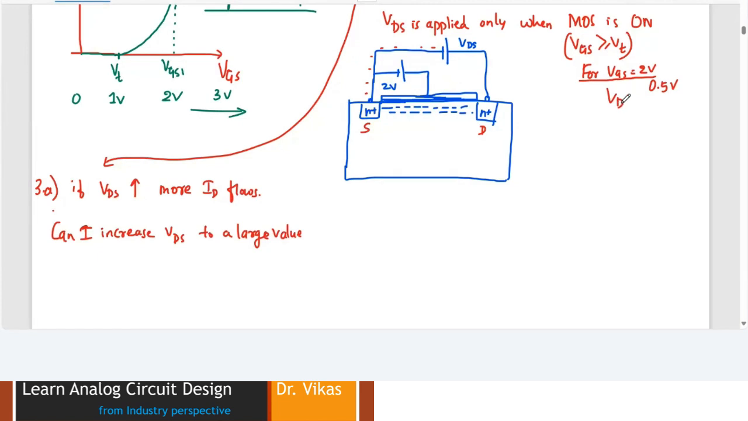So let's say VDS equal to 0.5. Now, when 0.5 volts is applied, that means a 0.5 volt equivalent amount of negative charges will accumulate here in the source, and a 0.5 equivalent amount of positive charges will accumulate on top of this, or basically they will not go inside, they'll accumulate here just nearer to the drain.